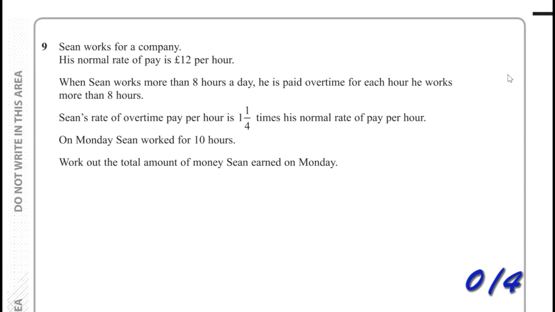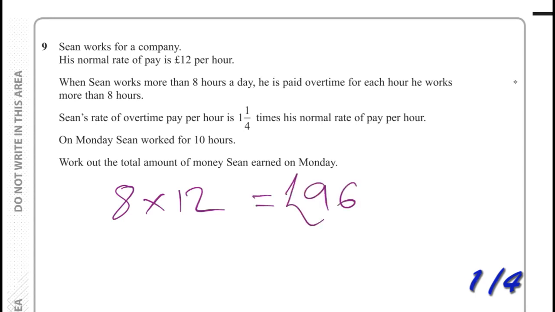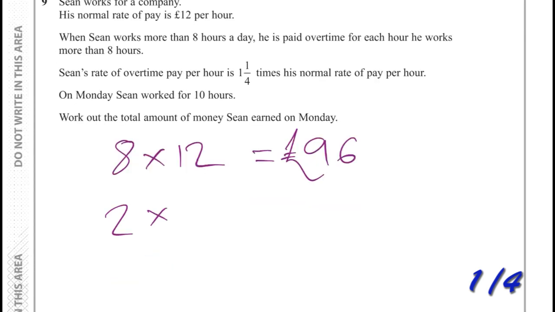Well, first let's start with his normal rate, the first 8 hours. For the first 8 hours, he's paid at a normal rate. So he is paid 8 times £12, which is £96. He worked for 10 hours, so he's got 2 hours of overtime pay. Now he gets paid 1.25 times his normal rate. So his overtime pay is going to be £12 times 1.25.